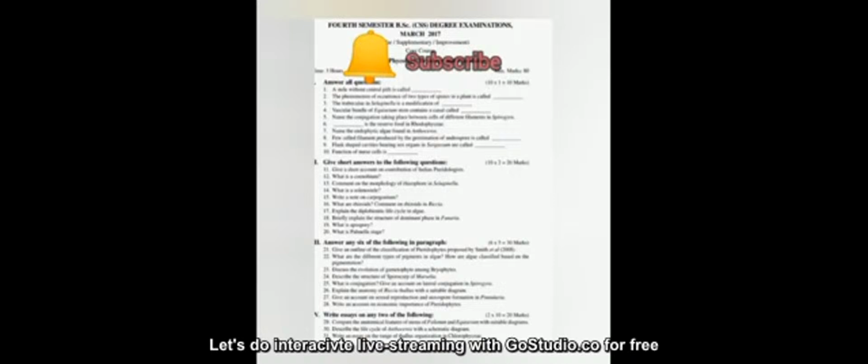Give short answers to the following questions. 11. Give a short account on contribution of Indian pteridologists. 10x2 equals 20 marks. 12. What is a cenobium? 13. Comment on the morphology of rhizophore in Selaginella.